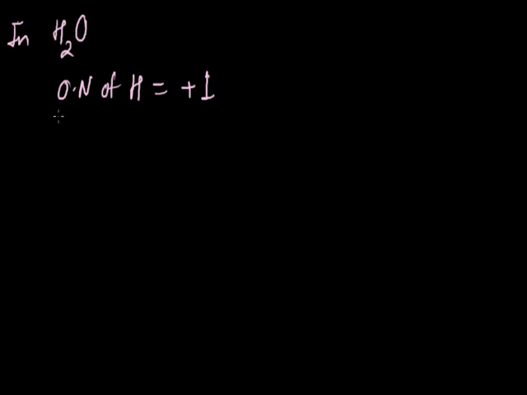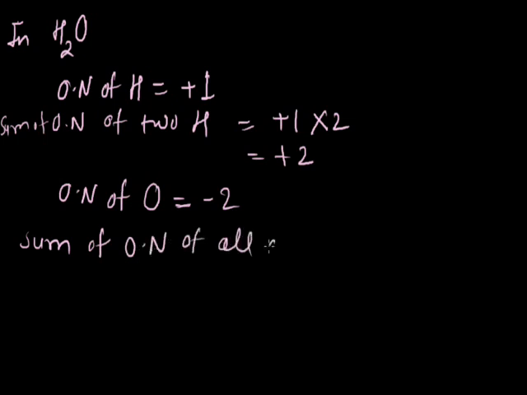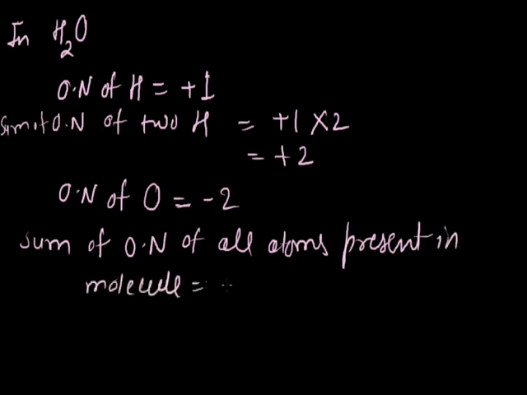Now in case of H2O, the oxidation number of hydrogen is equal to +1 because hydrogen is attached with a non-metal. As we discussed before, when hydrogen is attached with a non-metal, it attains a +1 oxidation number. But there are 2 hydrogen atoms present in H2O, so the sum of oxidation numbers of 2 hydrogen atoms is +1 into 2, that is +2. Now the oxidation number of oxygen is equal to -2 because oxygen is present in water in oxide form. So the sum of oxidation numbers of all atoms present in the molecule is +2 for hydrogen plus -2 for oxygen, and it will be equal to 0.